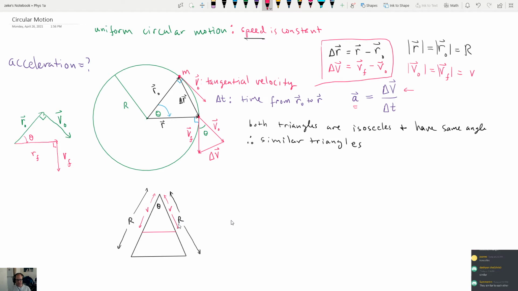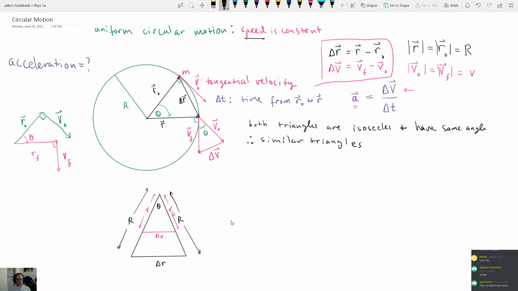Remember what the other side was? This side right here was delta v, and this side over here was delta r. Those are our names for these things. Now that I draw it like this, this is basically what's happening here. So similar triangles: the triangle with the velocities is similar to the triangle with the radii.